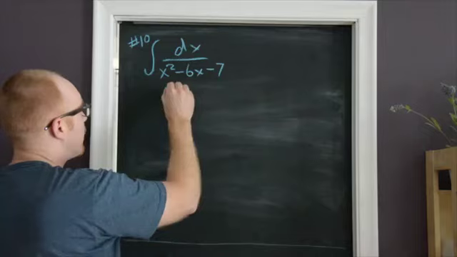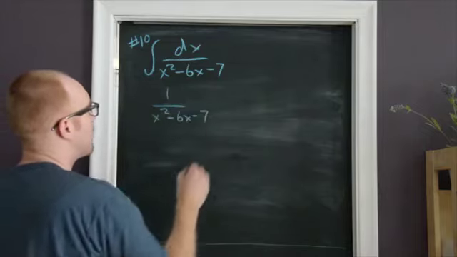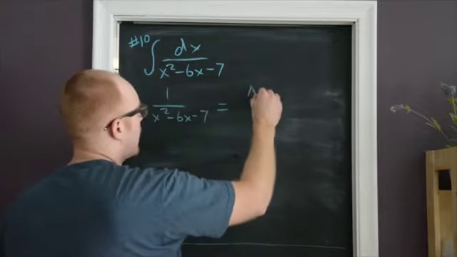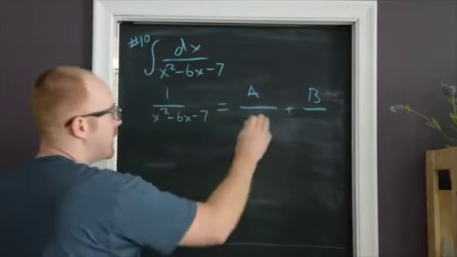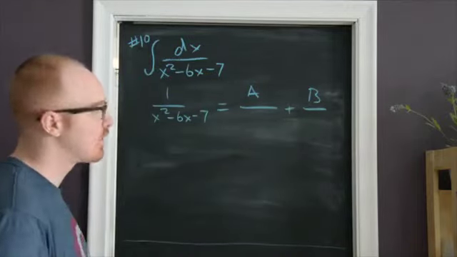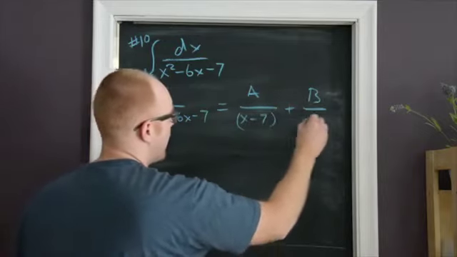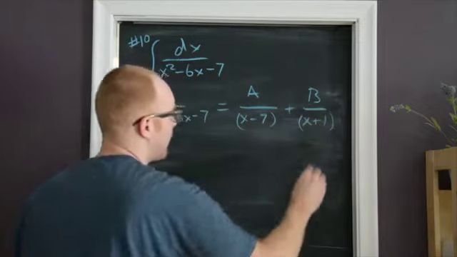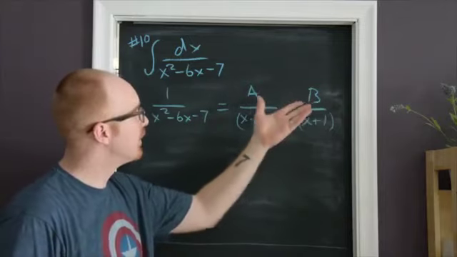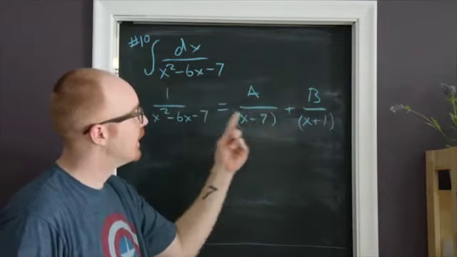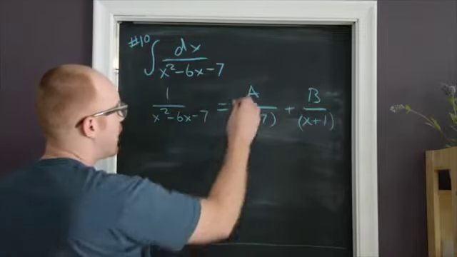If I have 1 over x squared minus 6x minus 7, that will be equal to A over some factor plus B over some factor, and these two factors come from the factors of x squared minus 6x minus 7. So this would be x minus 7 and x plus 1. Basically we just need to figure out what A is and what B is, and then we can rewrite the integral in this form, and it shouldn't be too difficult to integrate because these will be linear factors. So how do we figure out A and B?